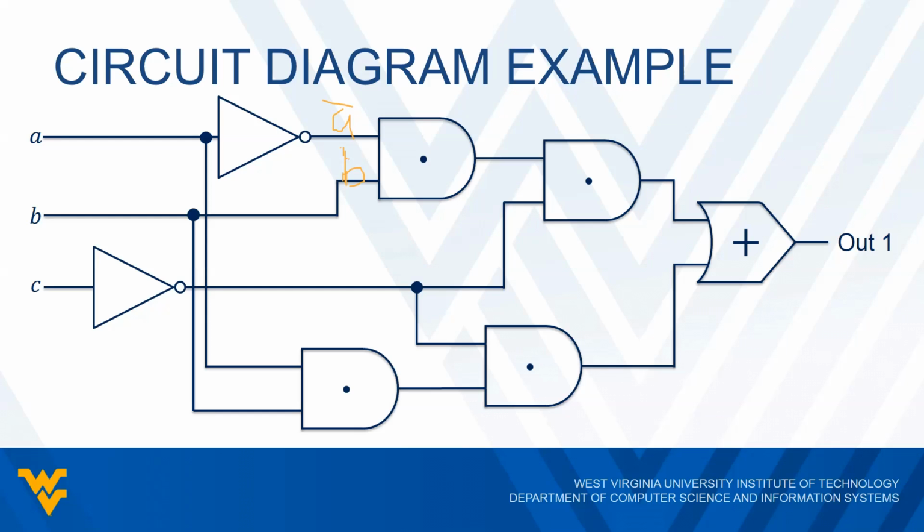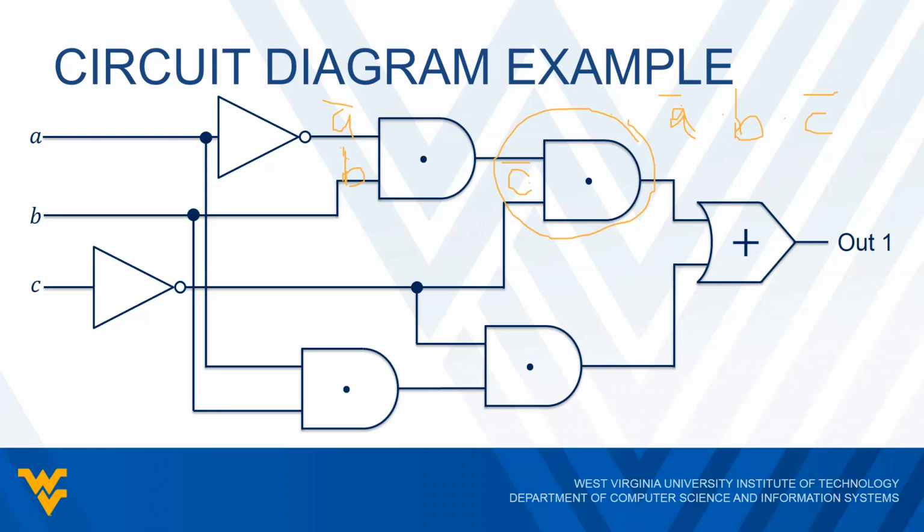So we got that part. Let's go down to C real quick. We have C that goes through a NOT gate. So that means that we have a NOT C here. So we'll put a bar right there. So that means that the first 2 AND gates up top, this whole part right here, takes care of NOT A and B and NOT C. So that whole gate takes care of that part.